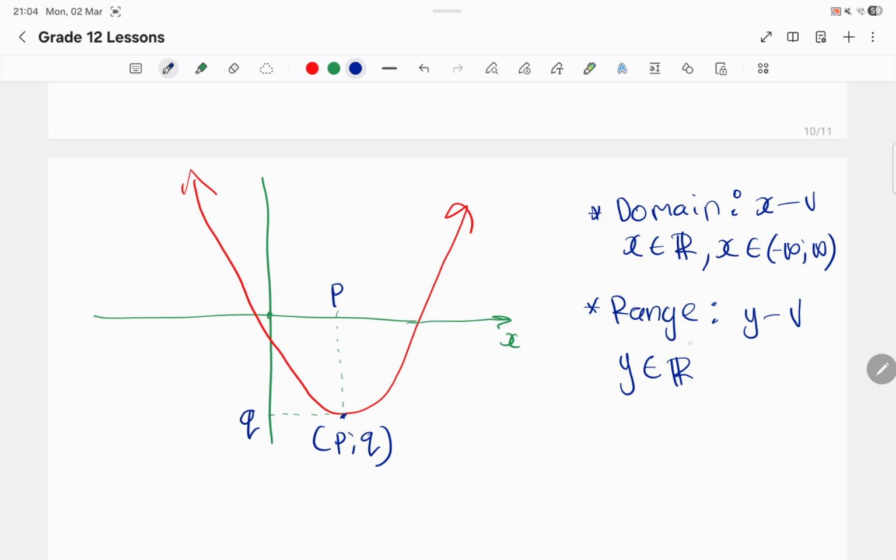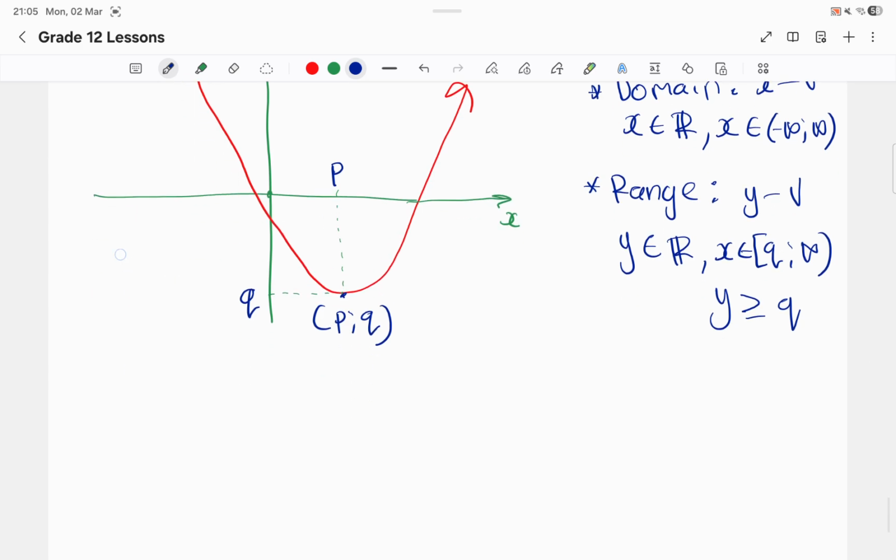But our y ranges from the minimum value, which will be the value of q here, up to positive infinity. So that's when we talk about the range and the domain. Or you can say your y value is greater than or equal to the value of q, right? Remember, the value of q can be positive or negative depending on where your graph turns around.